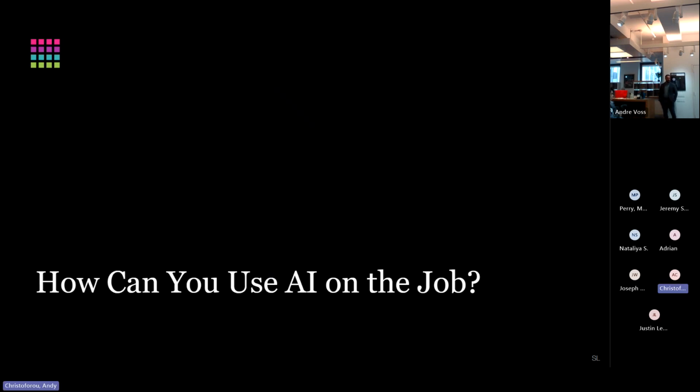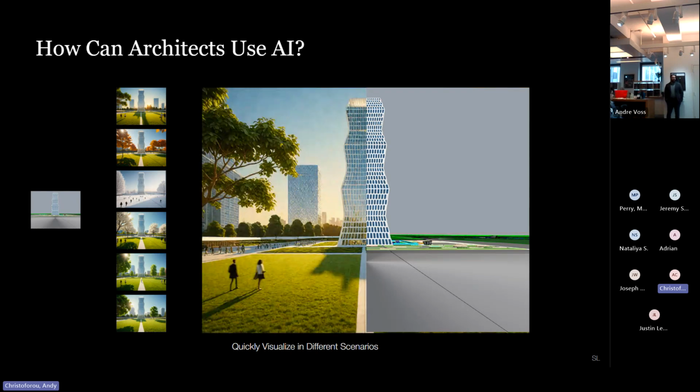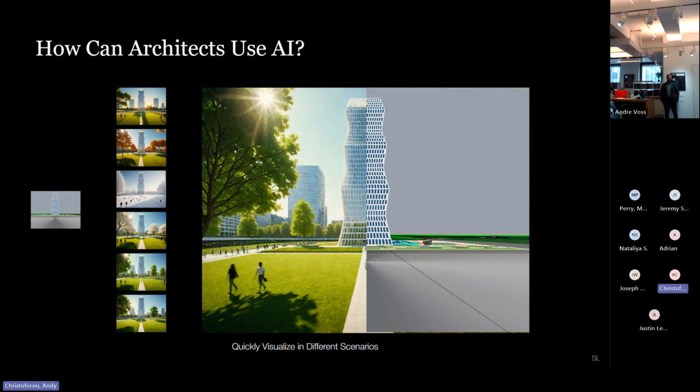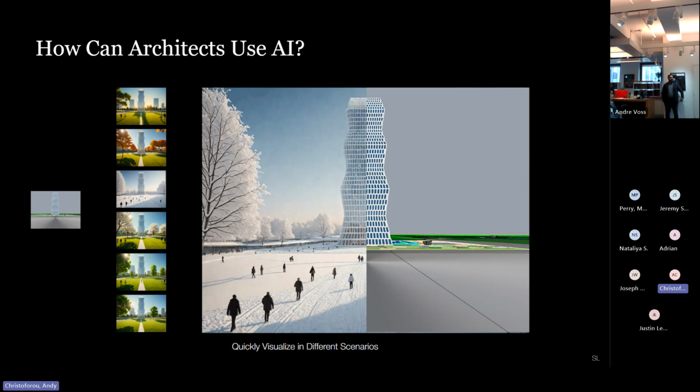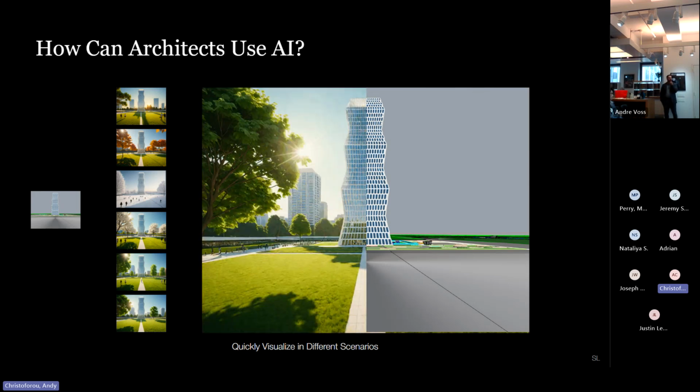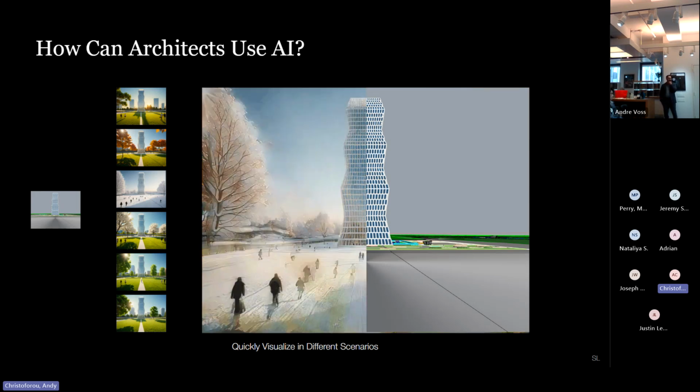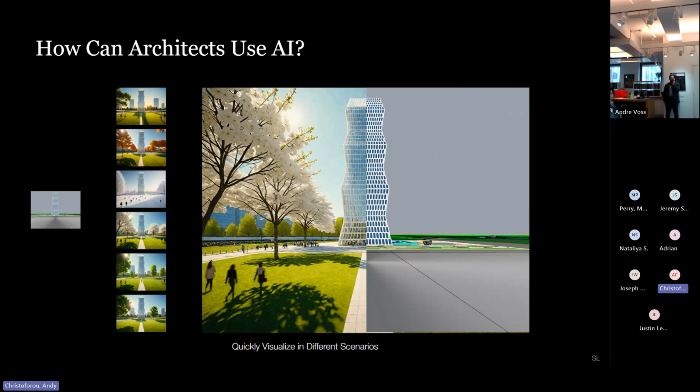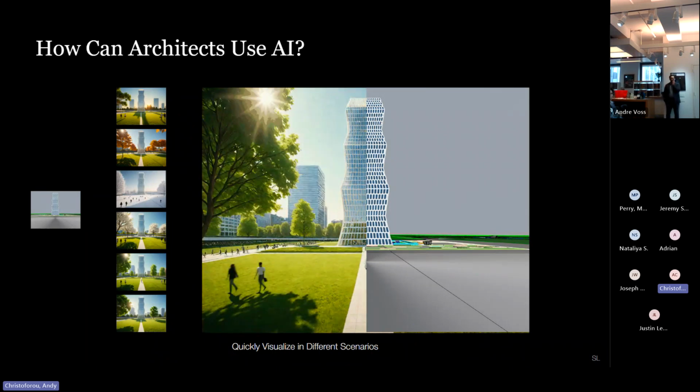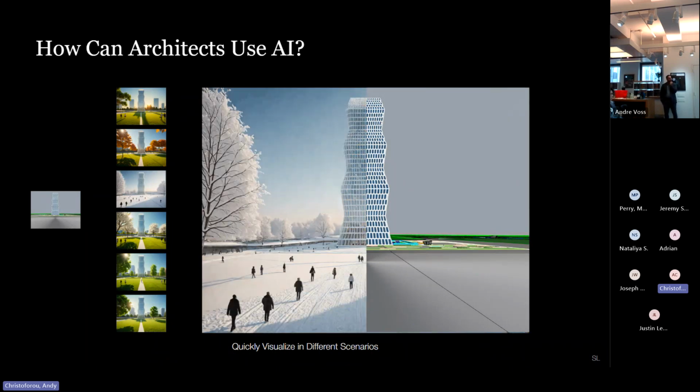So how can you use AI on the job? In this segment, we were thinking about ways to quickly visualize different scenarios with your existing models. Say you really quickly draft up a massing and you just want to see it in different ways. That's one way that AI will augment our workflow.